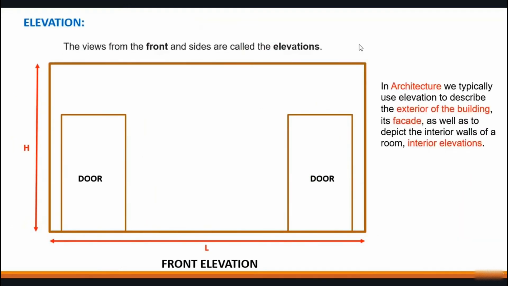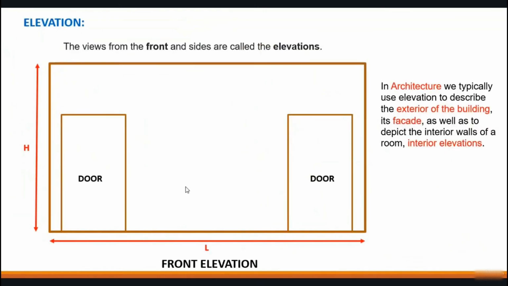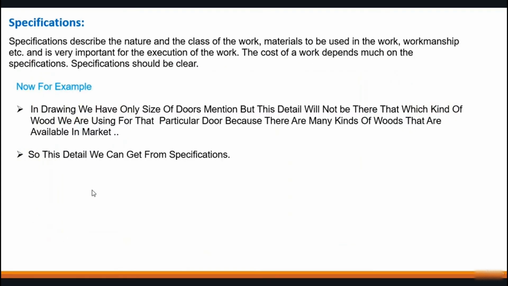Now the next is elevation, and elevation is basically a view. The view from the front and the side are called elevation. Here you can see I have the front elevation of this room. What we can view from the front is the door, these two doors and this wall here. Now these were three different parts of drawing, that is plan, section and elevation. You must know about these: what is plan, what is section and what is elevation if you want to become an estimator.